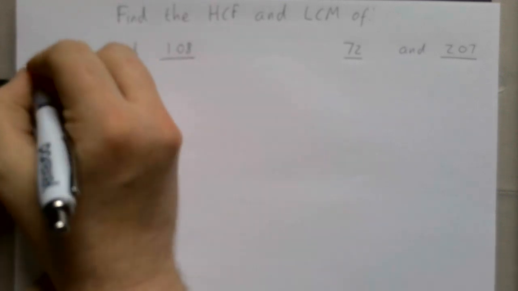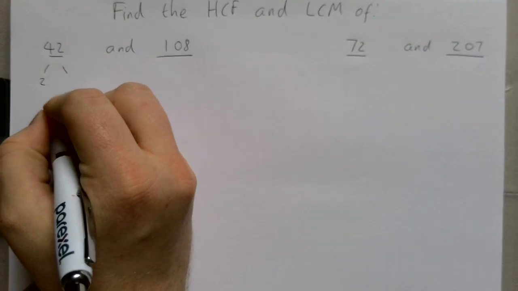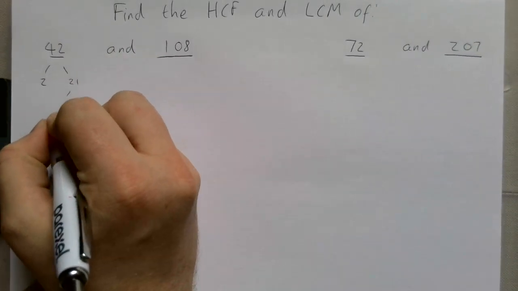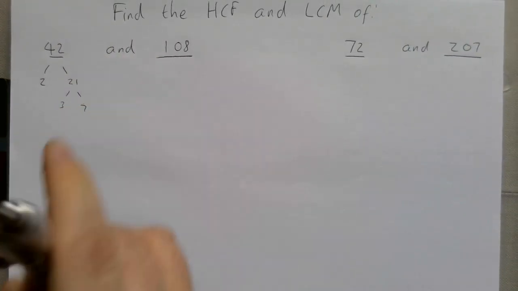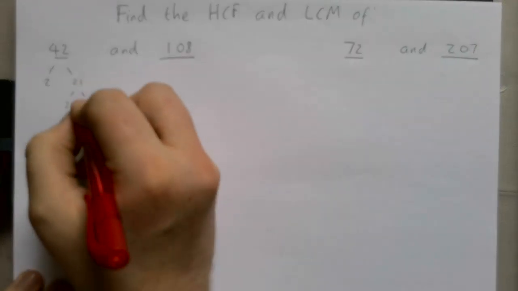So 42, I know that 2 goes into that, and I know it goes in 21 times. 21 I can divide by 3, and that gets me 7. So that's my prime factors there.